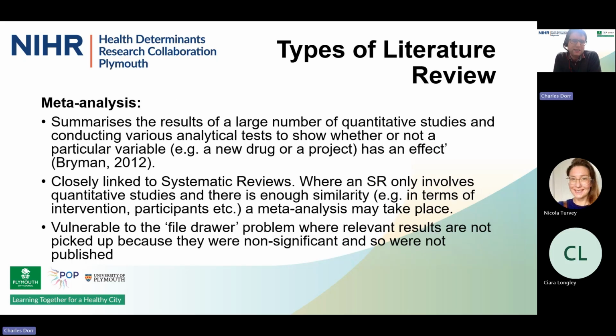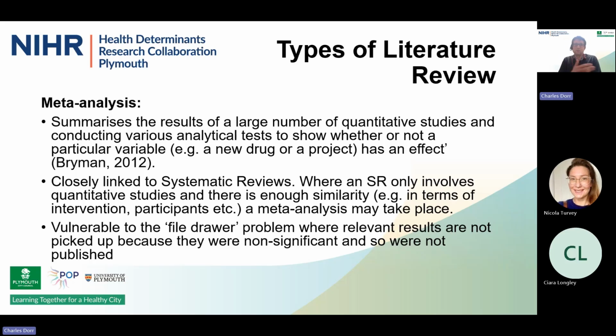A closely related concept is the meta-analysis. This is where you've got a large number of quantitative studies, and there's enough similarity and homogeneity between what they're looking at, between the outcomes that they're assessing, that you could statistically combine the results to look at the impact. Say, if there are a number of studies on a particular drug, you could combine the results from those studies to do a meta-analysis and look at the actual effectiveness of that drug. So again, they tend to be used a lot in the medical sphere. They're closely linked to systematic reviews.